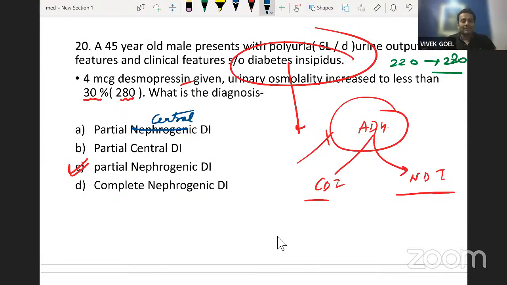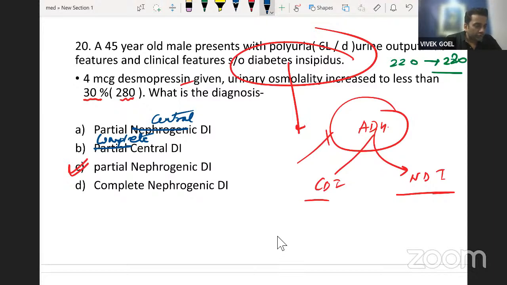So the best answer is... the options were partial central DI, complete central DI, partial nephrogenic DI, complete nephrogenic DI. I hope these were the options. The best answer is partial nephrogenic diabetes insipidus. I hope I am clear to all of you. So this is the best answer.